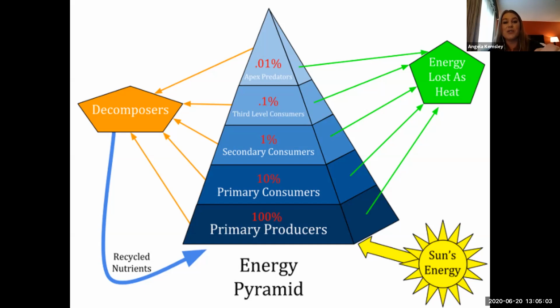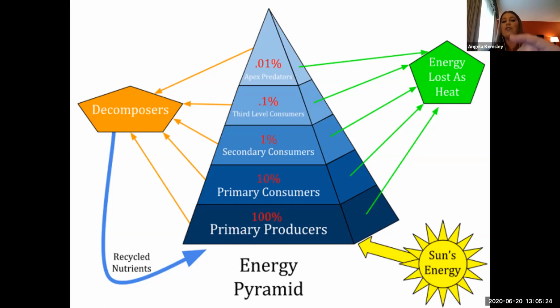Primary consumers are going to do the same thing. They're going to use it and lose it. They're going to lose 90%, and they're only going to pass 10% of the 10% that they got on to the secondary consumers. So now once we're to secondary consumers, there's only 1% of that original energy left. So since there's not as much energy available, their population sizes are even smaller.